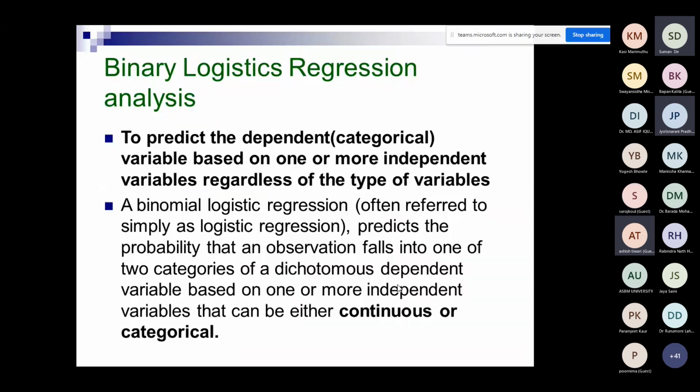To predict the dependent categorical variable based on one or more independent variables, there are different types possible. They can be numeric, continuous, ratio, interval, ordinal, or nominal. Binomial logistic regression, which we often simply call logistic regression, predicts the probability that an observation falls into one of the two categories of the dichotomous dependent variable, based on one or more independent variables that can be either continuous or categorical, nominal or ordinal scale.